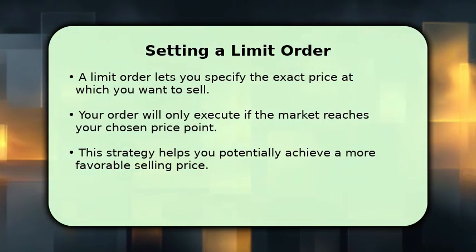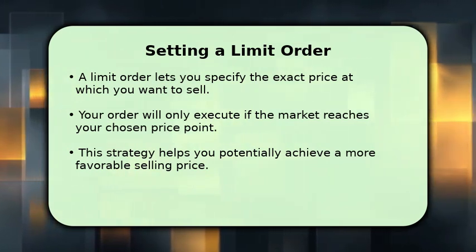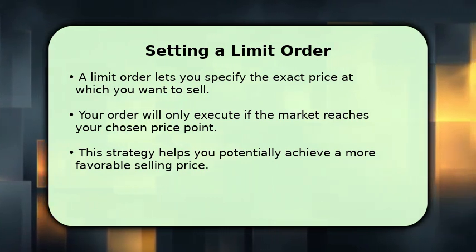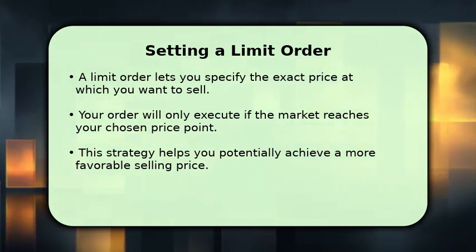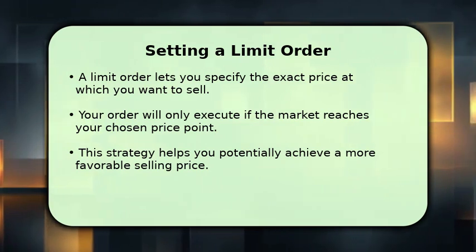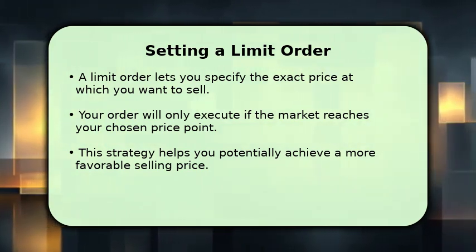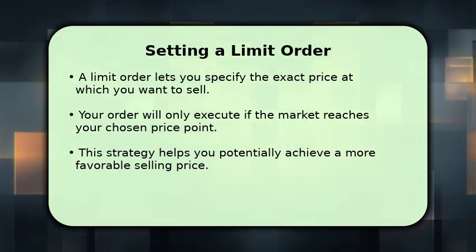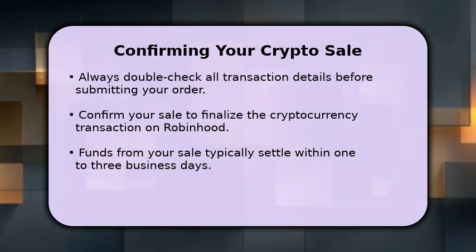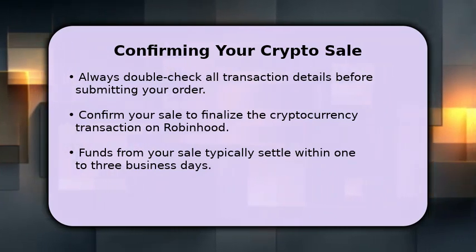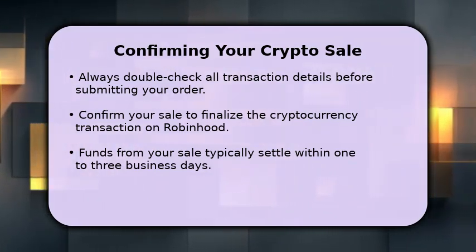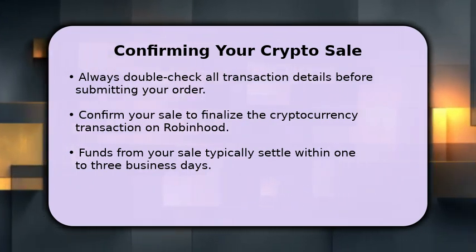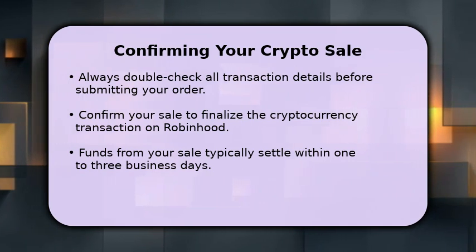A limit order gives you more control by allowing you to set a specific price for your crypto sale. Your order will only go through if the market price reaches or exceeds your chosen limit price. This can be a smart way to maximize your potential earnings, as you are not forced to sell at the current market rate. Before you finalize any sale, it is crucial to double-check all the details, including the amount and price. Once you are satisfied, confirm your order to complete the transaction.